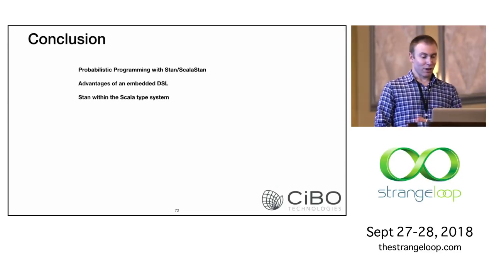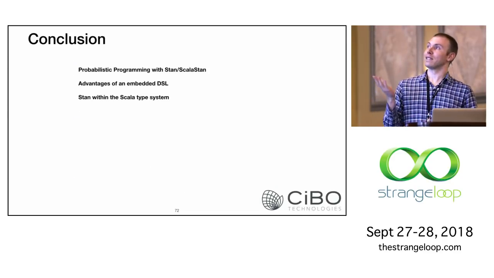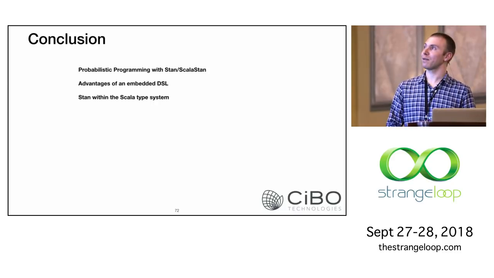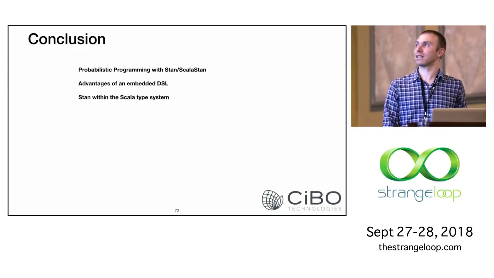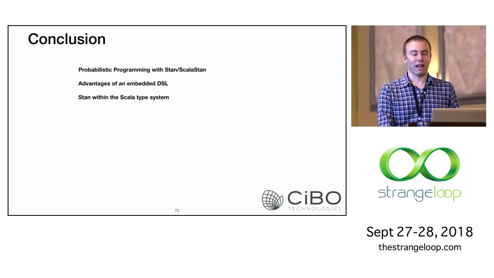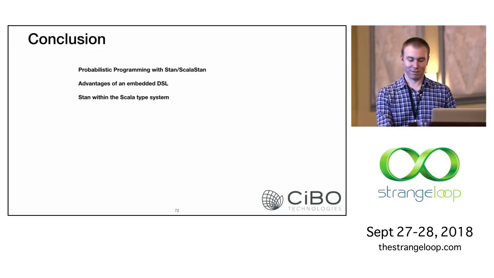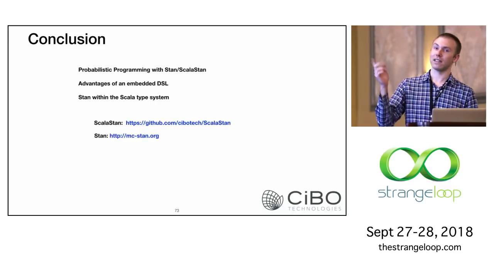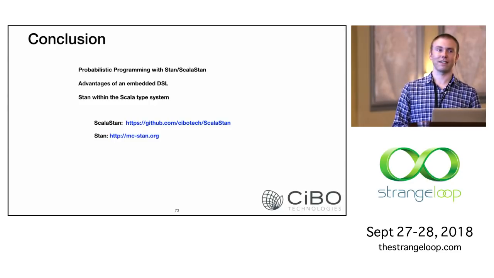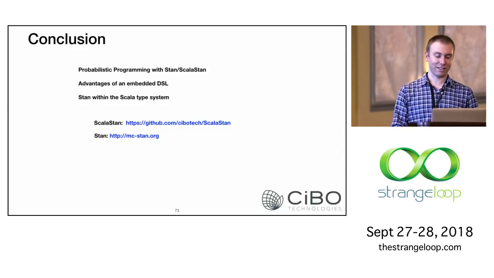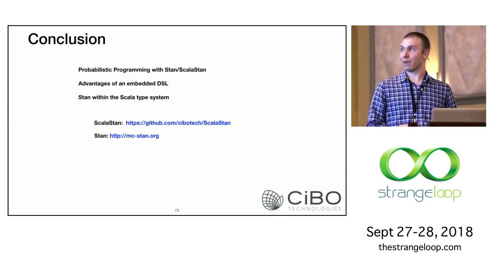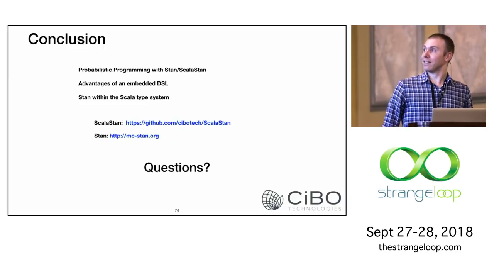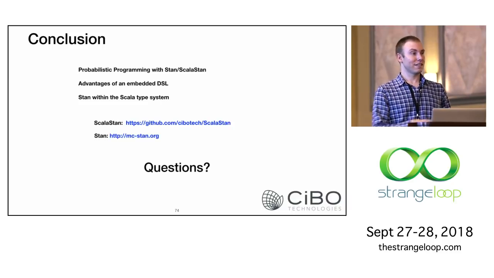So, that's all I had. Basically, I talked about a simple example of probabilistic programming using ScalaStan, what the advantages of using an embedded domain-specific language are, and how that's implemented using the Scala type system. ScalaStan's open source and available, and Stan is available also. I highly recommend checking out the Stan user manual. If nothing else, it's very interesting. And if there are any questions, I'll take those.